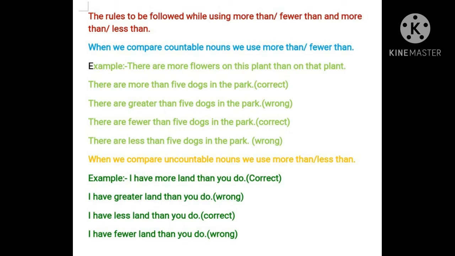For example, I have more land than you do. It is correct. I have greater land than you do is wrong. I have less land than you do is correct. I have fewer land than you do is wrong.